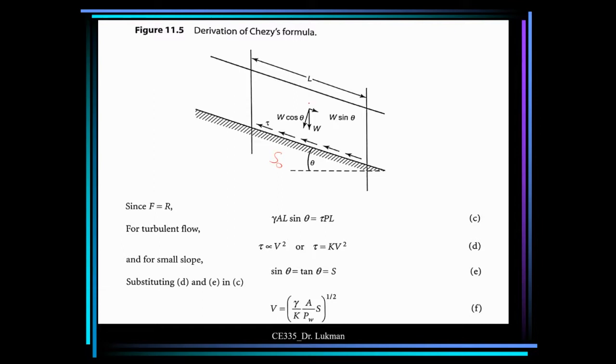The weight is always acting vertically downward. This is W, but because of this angle theta, because of this slope, it has components along the flow direction. So this is W cos theta and this is W sine theta. This is acting in the flow direction, and this is opposite. These are not the only two forces, but in the next slide we will analyze the other forces, because they normally cancel out when you have uniform flow.